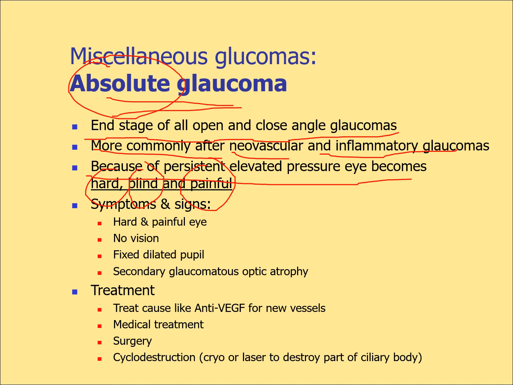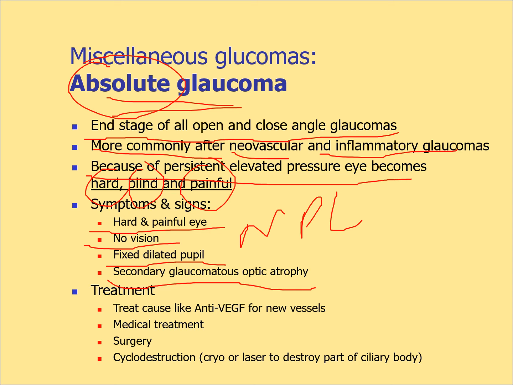So absolute glaucoma is not a separate entity. Any glaucoma can end up as an absolute glaucoma. Symptoms are a hard and painful eye, no vision, usually NPL, which means no projection of light, a fixed dilated pupil because of the ischemia, and secondary glaucomatous optic disc atrophy.